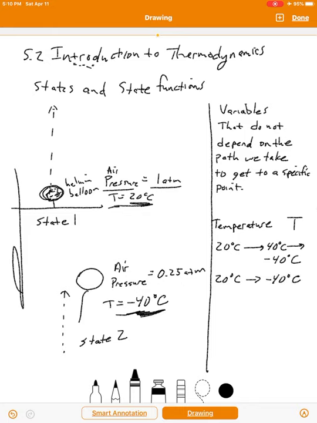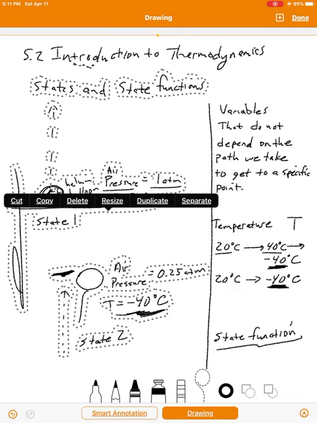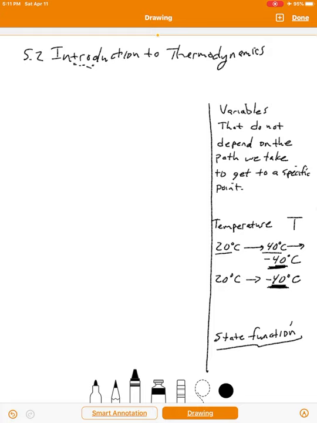What we would claim is that when the balloon is at this high altitude and the temperature is minus 40, the temperature is independent of what happened historically. It doesn't matter that the temperature used to be 20 or it used to be 40. The temperature of negative 40 degrees C is independent of any history that occurred. Okay? That's all we mean by this. So we're going to call that a state function. A state function is a variable, like temperature, that does not depend on the path we take to get there. Okay? Seems kind of obvious, right?